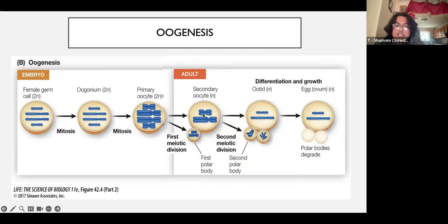Now, the secondary oocyte becomes an ootid after the second meiotic division. And then lastly, the ootid grows into an egg. And then the polar bodies degrade, because the polar bodies form, but eventually when the egg comes, the polar bodies degrade because they don't actually have enough genetic material to become an egg itself. So they just degrade off.